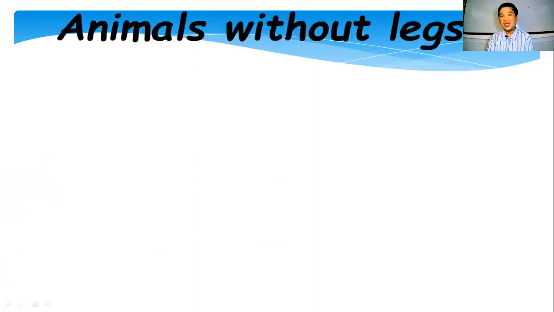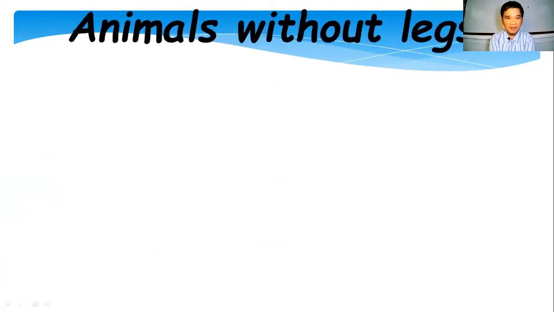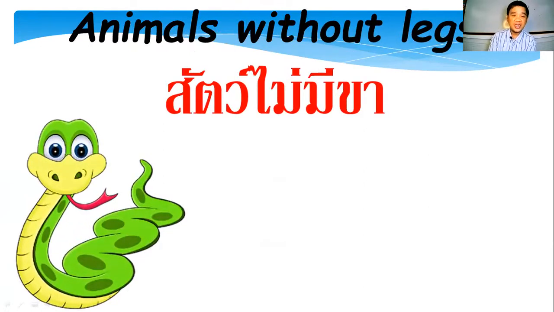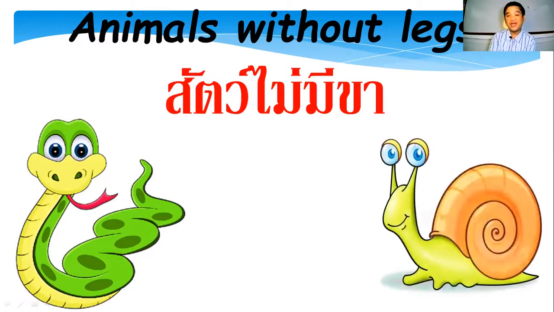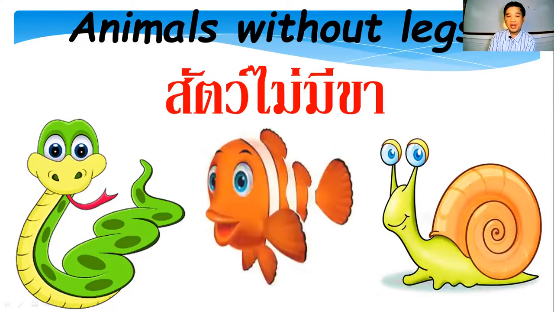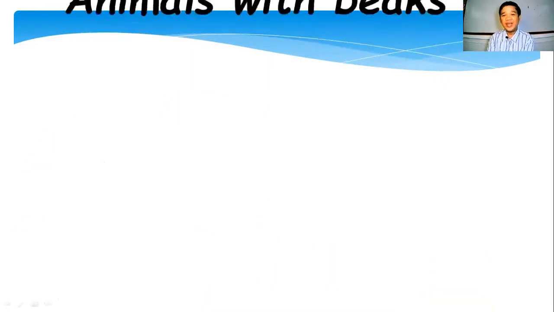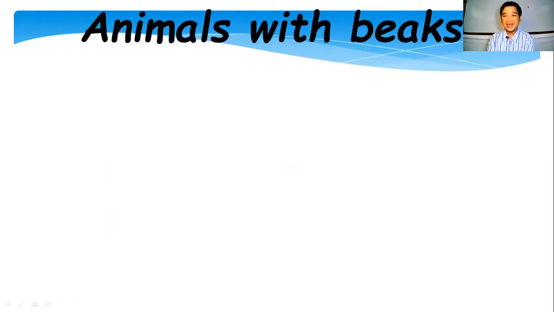Okay, so how about animals without legs? Animals without legs, can you remember what are those animals without legs? Okay, so let me show you the examples of animals without legs, such as the snake, which doesn't have legs, or even the snail or even the fish don't have legs, but they can move their body because of the other parts of their body. Okay? So animals with beaks, animals with beaks. What are those?